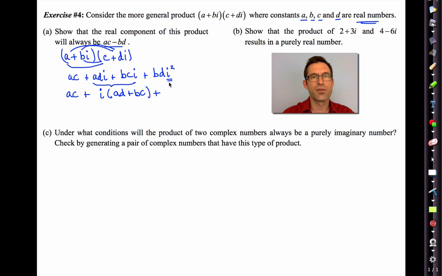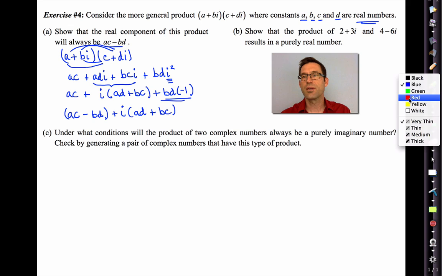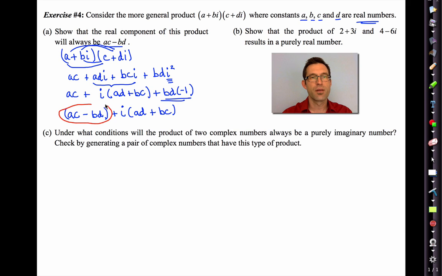And then every single time, I'm going to put in a negative 1 there. But that means I can rewrite this as a times c minus b times d, and I'm going to put that in parentheses, because I can, right? Associative and all that. Plus i times (ad plus bc). But that means that this is the real component, because it's not multiplying i. And that's what we were supposed to show. The real component is a times c minus b times d.